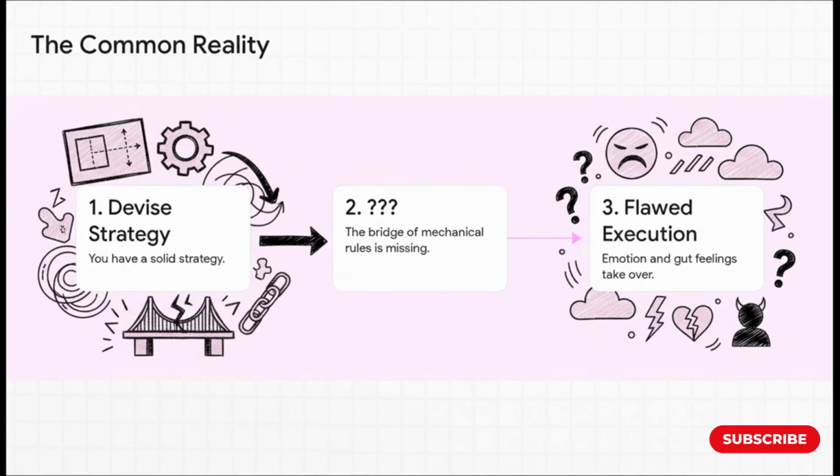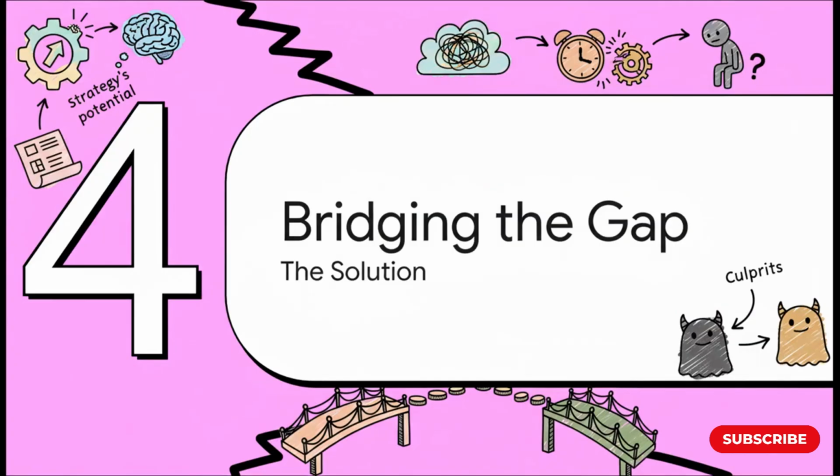But for so many traders, this is what it actually looks like. You've got the great strategy, and you want those consistent results, but that middle step is just a big old question mark. You haven't decided exactly when to get in, exactly when to get out, and without those hard and fast mechanical rules, the whole system just breaks down. You're left relying on gut feelings, and that just swings the door wide open for that psychological saboteur we were just talking about.